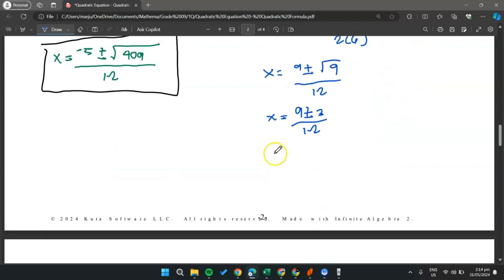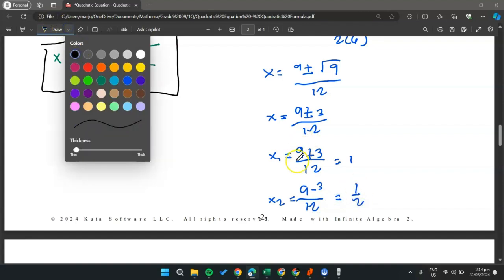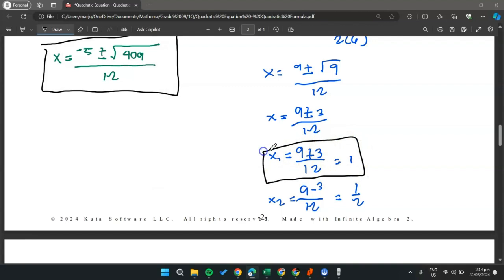Now solve for x. x1 is equal to 9 plus 3 over 12, which is just 12 over 12, that's 1. Then x2 is equal to 9 minus 3 over 12, which is just 1/2. So our values for x are 1 and 1/2.